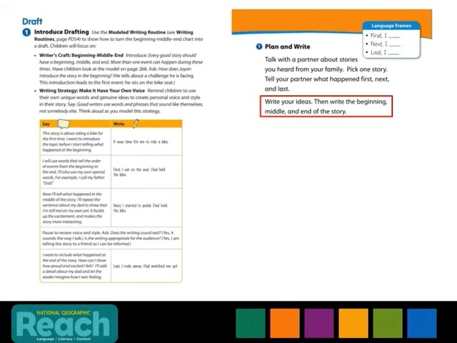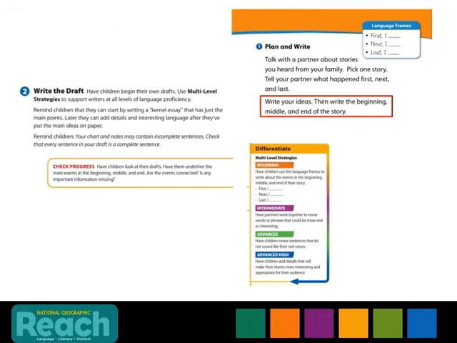Now it's time for students to begin their first draft. You will introduce drafting using the modeled writing routine located on PD 54. Notice the say and write directions and suggestions built right into your teacher's edition for you to use as you model the process. Then, students will begin writing the draft, and you will again use multi-level strategies in order to support all learners.